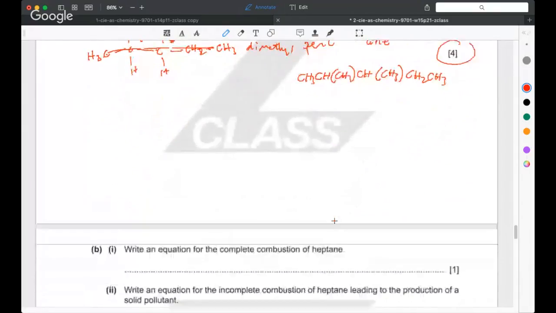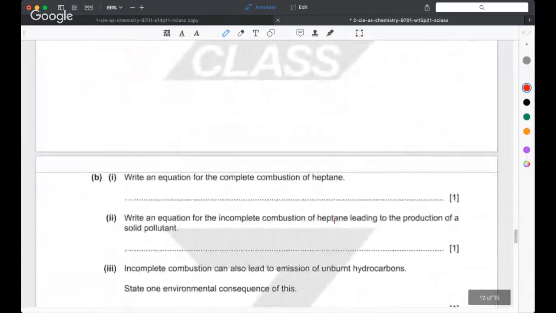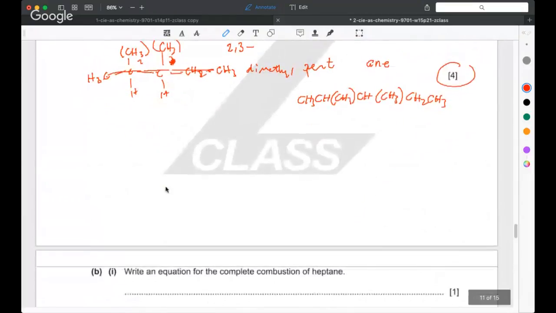Good, we had to work hard for 4 points there, probably getting onto something a bit easier here. Complete combustion. So this is really GCSE knowledge, isn't it? Because when you take any hydrocarbon, heptane here, what was the formula? C7H16.